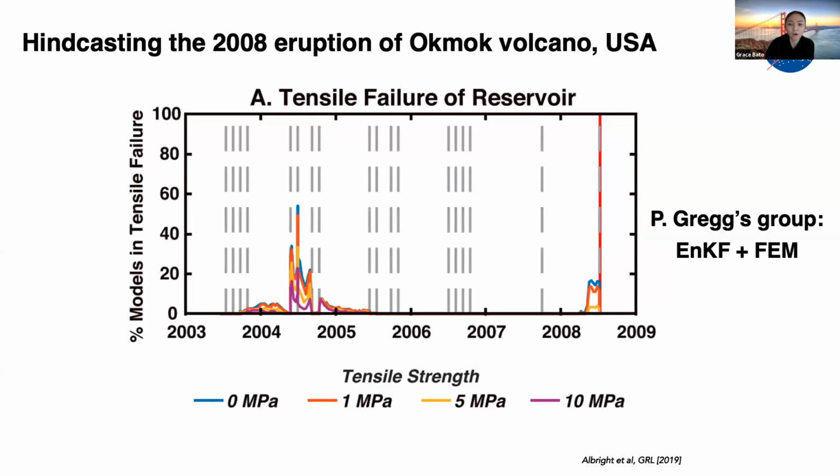They evaluated how many models at each time step are in tensile failure by using various tensile strength criteria. In this work, an ensemble model member is considered to be in failure if the tensile stress exceeds the given tensile strength values. Regardless of the strength values that they use, their models are in tensile failure in 2008, just before the eruption of Okmok.